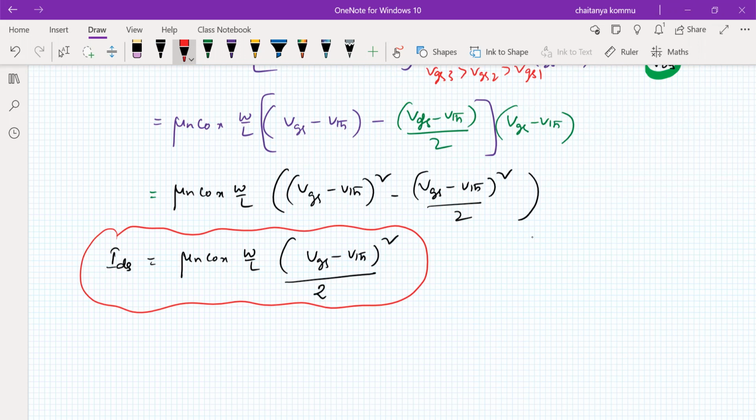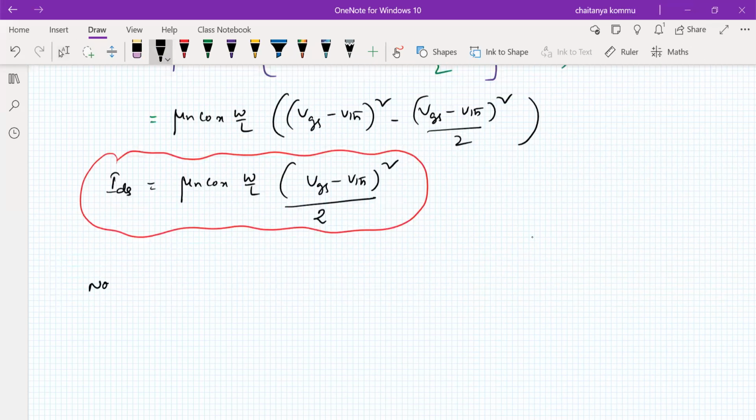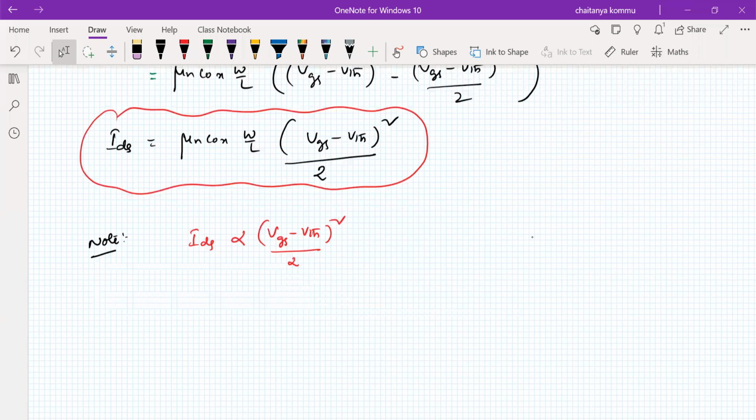So what we observe in this case, let us consider one note here. The IDS value is only proportional to VGS minus VTH whole square, and of course the 1 by 2 is also there. Therefore, by avoiding the channel length modulation concept, just by simple basic understanding, we are not considering the channel length modulation. In this situation, IDS is independent of the VDS value.